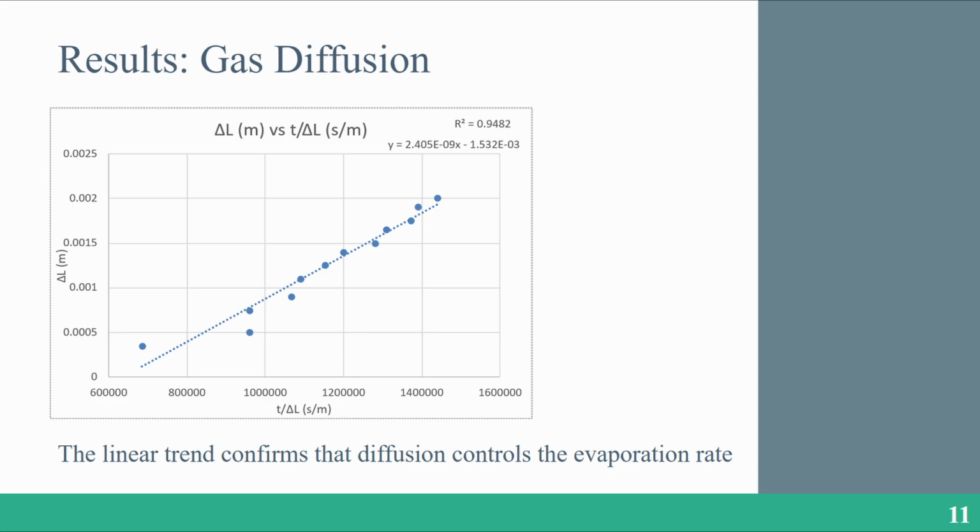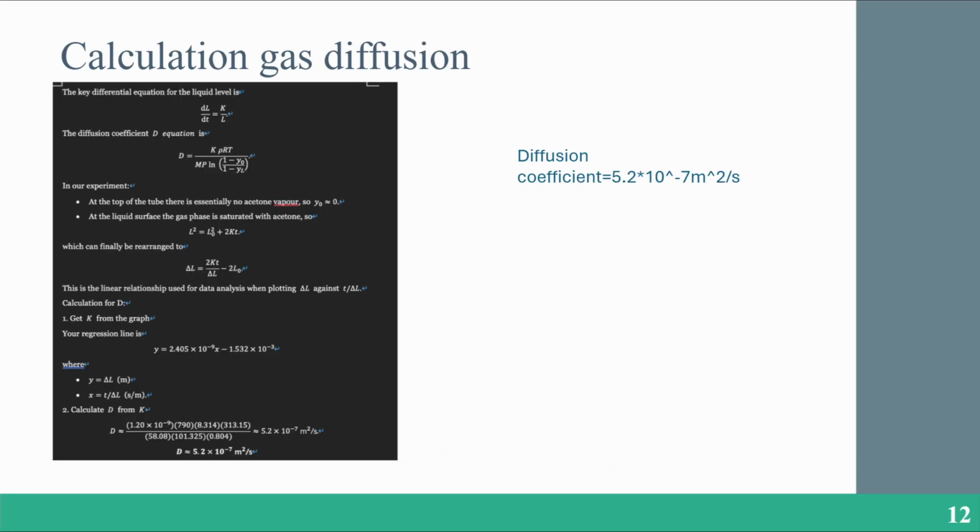So here are the results of the graph, which plots the change in level of the acetone versus the difference quotient, and as you can see, there's a linear relationship which shows that the difference quotient is proportional to the difference in height. So for experiment number 2, these are the calculations, and we have got a diffusion coefficient of 5.2 times 10 to the minus 7 meters squared per second.